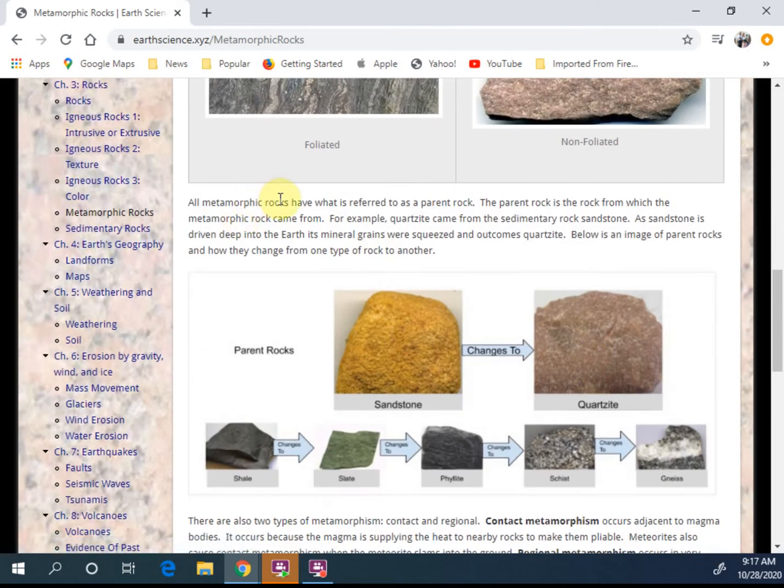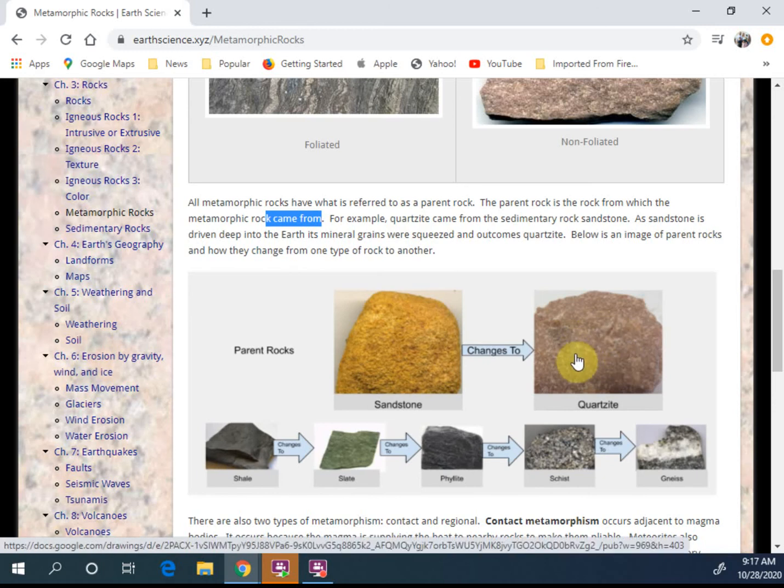So all metamorphic rocks have what is called a parent rock. This is the next piece that's really important. The meaning of parent rock is, where did that rock come from? So it's a metamorphic rock now. Where did it come from? For example, quartzite here. Notice how it's literally forged together. Its parent rock used to be sandstone, which is very crumbly, easy to break apart.